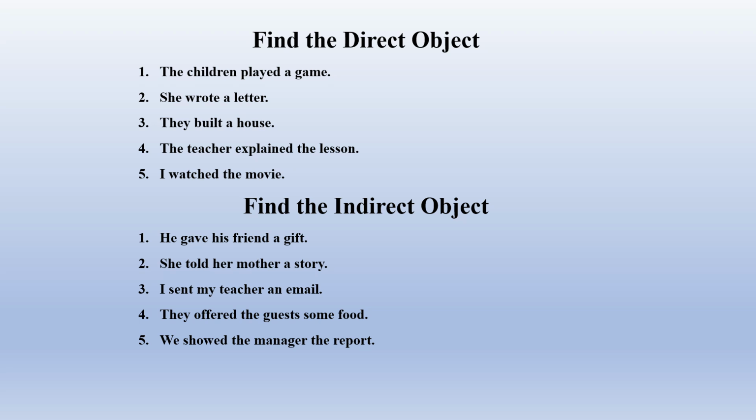Here are some exercises. First, find the direct object. The children played a game. She wrote a letter. They built a house. The teacher explained the lesson. I watched the movie. Find the indirect object in the given sentences.